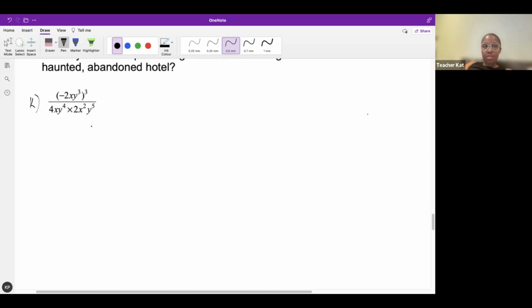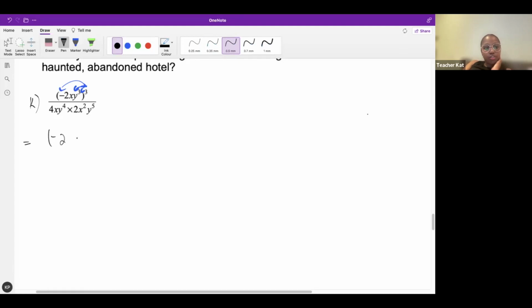Anything I can do exponent-wise in this question? Yes. Exponents come before multiply. Which exponent am I talking about? The one in the numerator. Can you see that there's a distribution there? Okay, let's distribute.